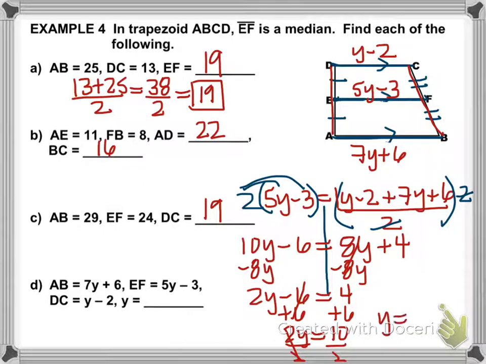So y equals 5. So when you have expressions, it's not as easy to count the same number on either side of the median. You have to set up the equation. The median equals the two bases added together divided by 2.